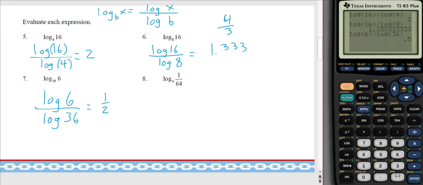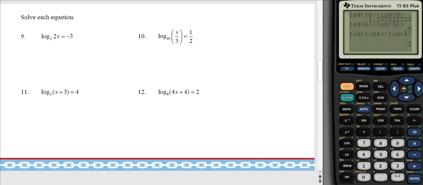Or 0.5. And then number 8, you would do log of 1 over 64 divided by the log of 4, for a solution of -3. Right, so for those 4, you're just using that change of base, log of big over log of little. So 9 through 12, we start looking at solving logarithmic equations.